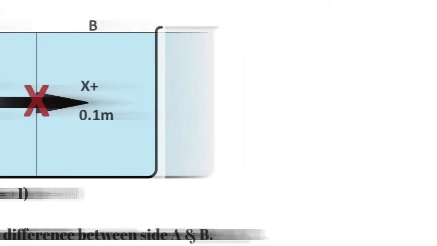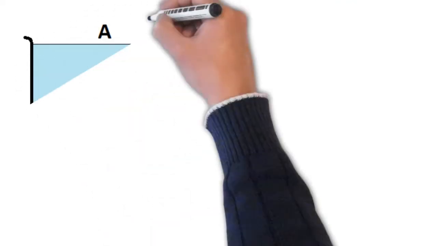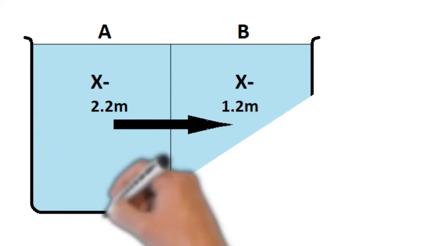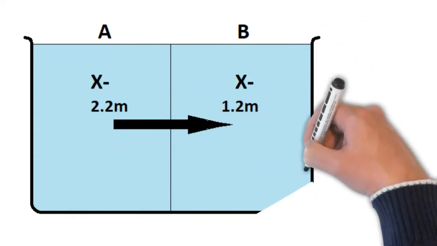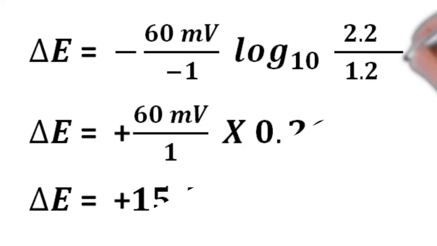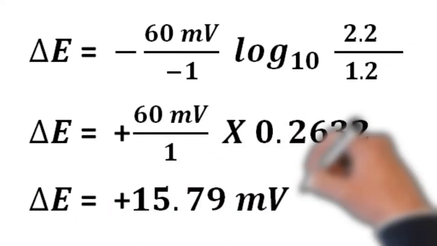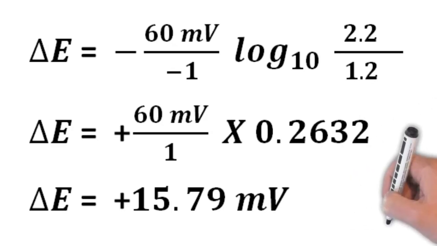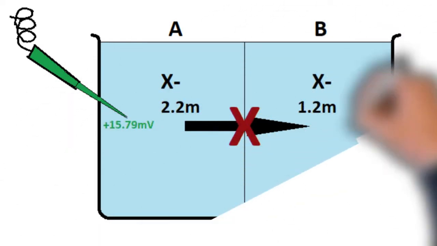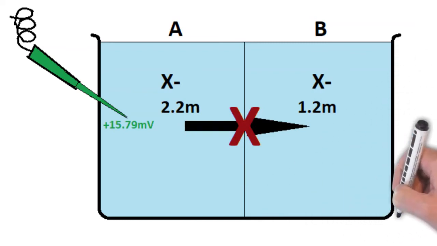Let's look at another example. In this setup, an anion is present with the given concentration across two sides of a membrane. If we want to calculate the Nernst potential that is required to keep this anion in equilibrium across the membrane, then we substitute the values in the equation and we calculate log to the base 10 for 2.2 divided by 1.2. The final value would be plus 15.79 mV. This is the amount of voltage that we require on side A to prevent diffusion of anion X.